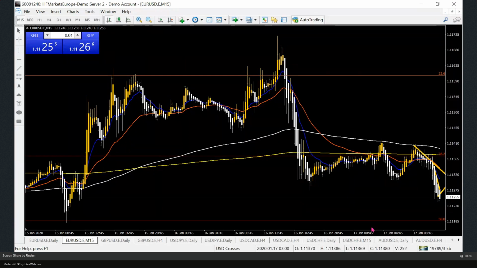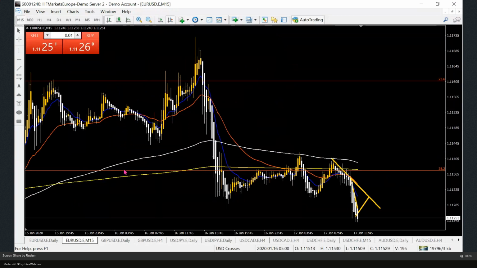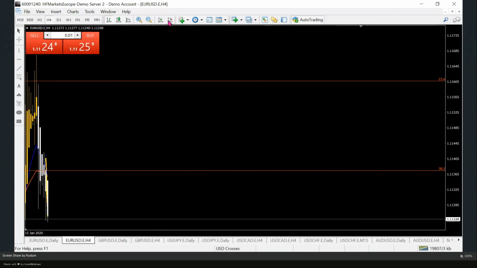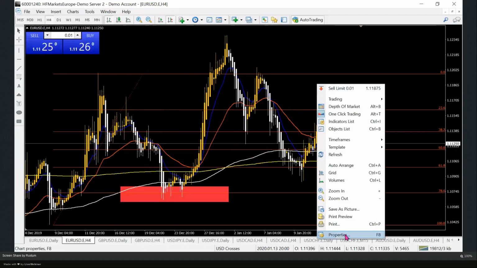Okay, I'll show you that one quickly. The last of my euro. No, it wasn't the euro dollar. Sorry, was it? One second. I need to look at the 4 hourly for that. Yeah, it was this one. Okay, I'll clear this chart up quickly.